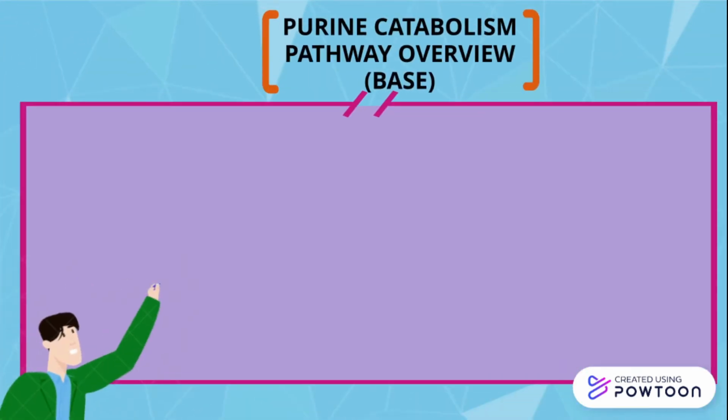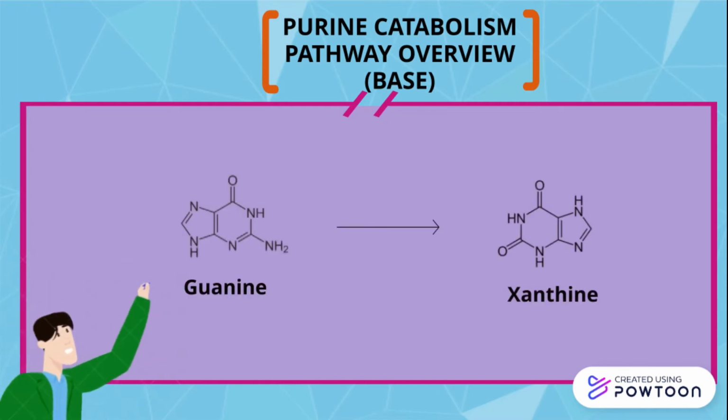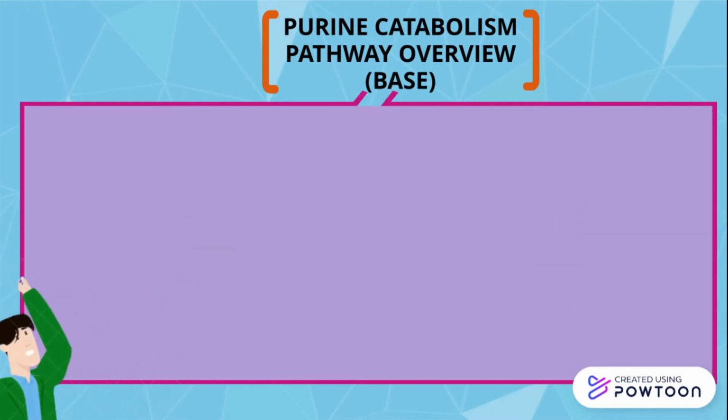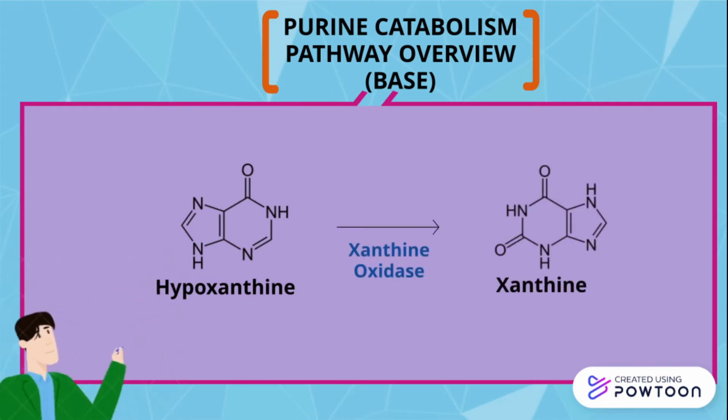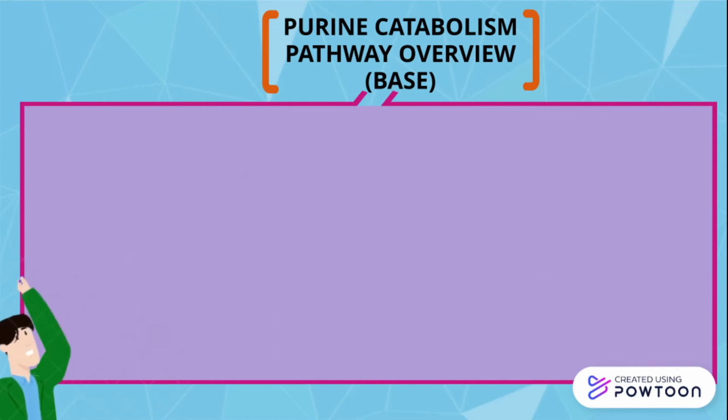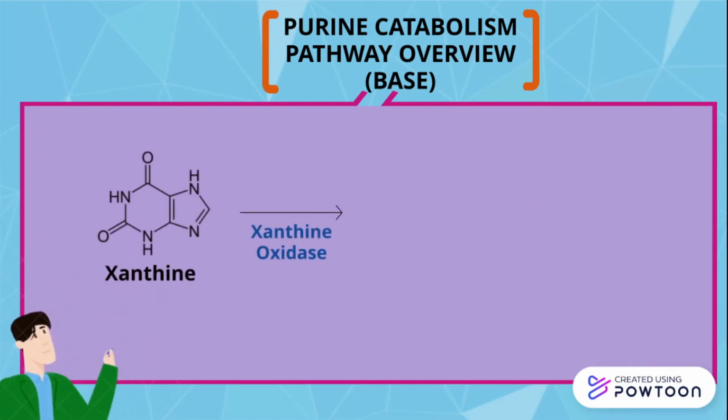Lastly, for the bases, guanine is deaminated to form xanthine. Hypoxanthine, on the other hand, is oxidized by xanthine oxidase to also form xanthine. The xanthine then undergoes oxidation with xanthine oxidase to produce urate and hydrogen peroxide.